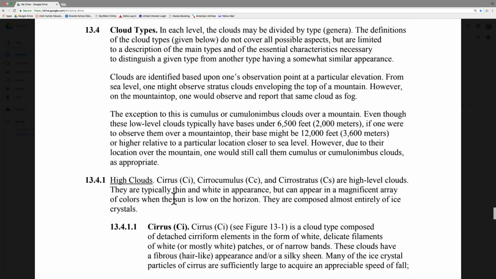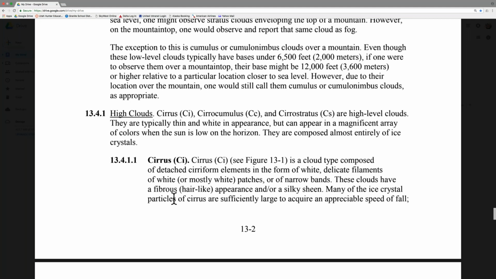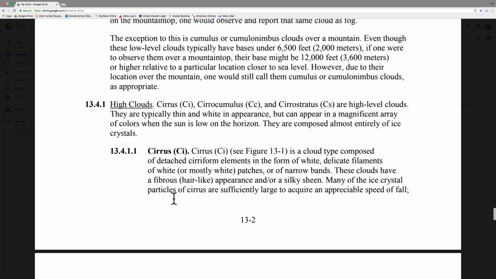So like I said before, high clouds, we call those cirrus. So we have different types of cirrus clouds. We've got Cirrocumulus and Cirrostratus clouds. Typically thin and white in appearance, but can appear in a magnificent array of colors when the sun is low in the horizon, as we said before.